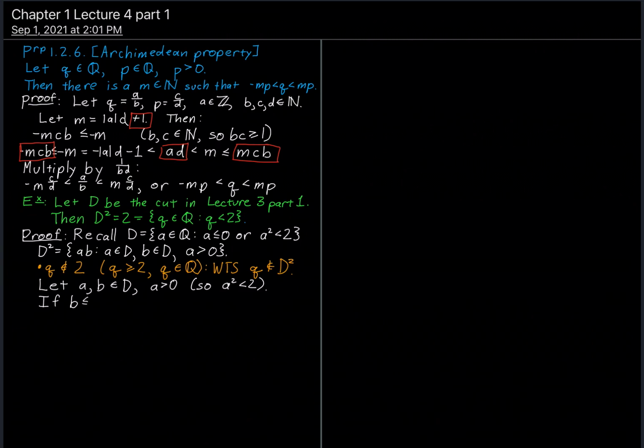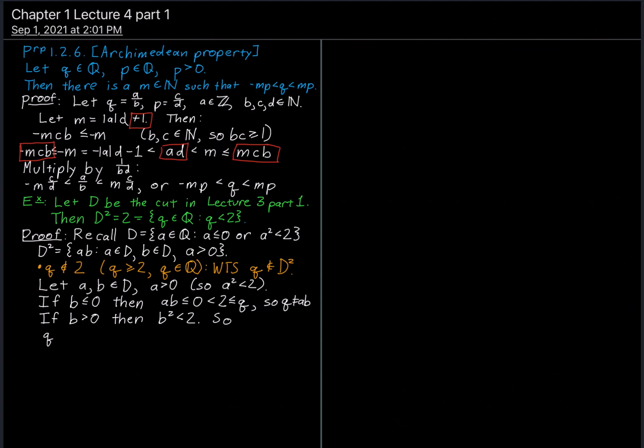If B is negative, then A is positive, so AB is negative, and 0 is less than 2 is less than or equal to Q, so Q is not AB. So Q can't be in D squared. Q can't be a product of two rationals in D if one of them is negative. So if B is greater than 0, then B squared is also less than 2. That's the only way you can get a positive rational number in D.